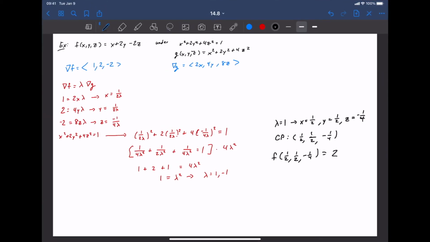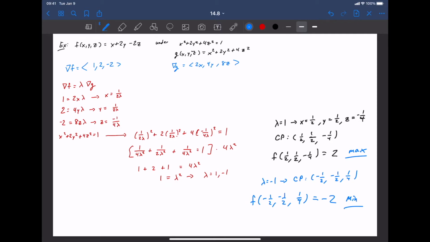In the world where lambda equals negative 1, we'd have the critical point of negative 1/2, negative 1/2, positive 1/4. And f at that point is negative 2. What does this mean? These are the 2 values that work for our constraint, but more specifically, this is a min and this is a max.